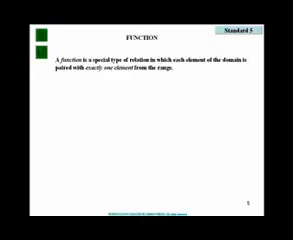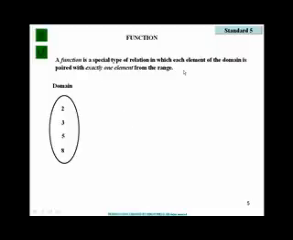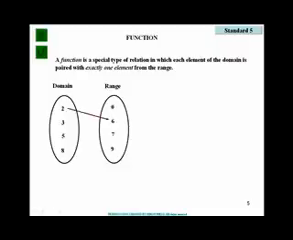Now, functions have predictability, though, meaning that whenever you put something in from the domain, you always know exactly what's going to come out. So it's a type of relation in which each element of the domain is paired with exactly one element from the range. And so if we have a domain 2, 3, 5, 8, a range 0, 6, 7, 9, here's our mapping.